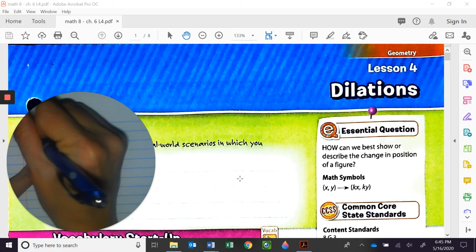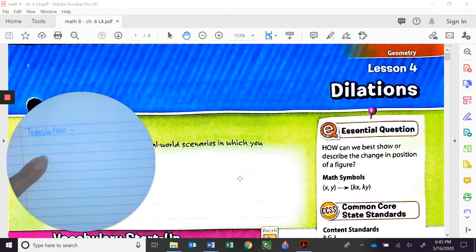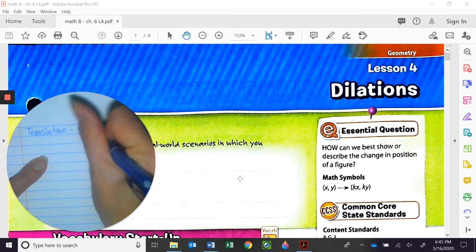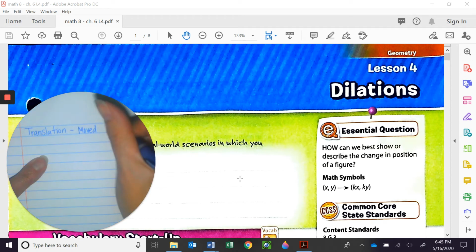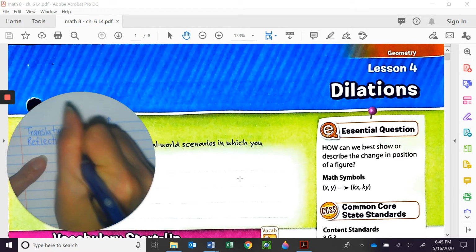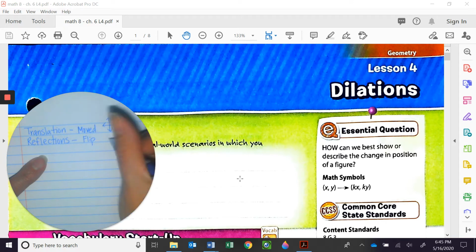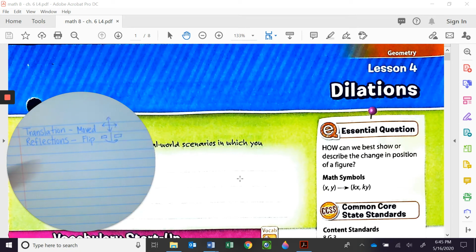Remember, we had translation, okay, which moved an object left, right, up, or down. Okay, it just moved it. But everything else about it stayed the same. Okay. Then we had reflections. And reflections flipped an object. Okay, so if it was here, now it's here. Okay, all it did was flip it to the other side.